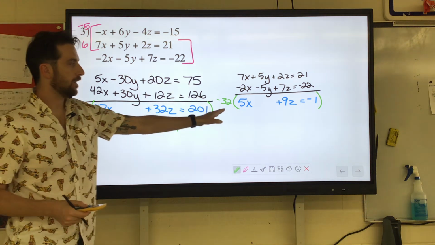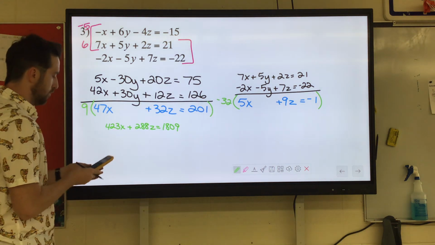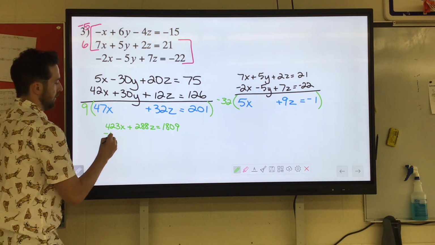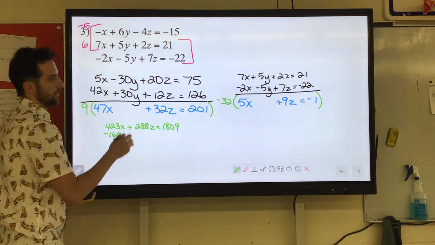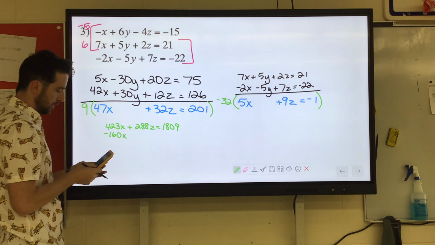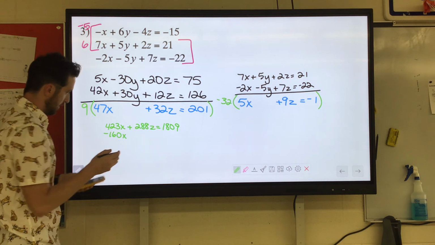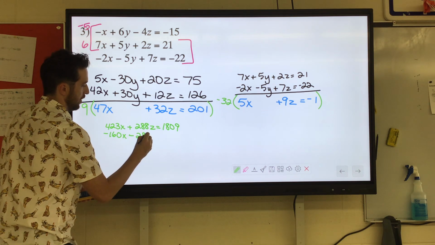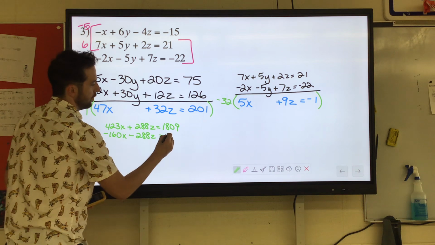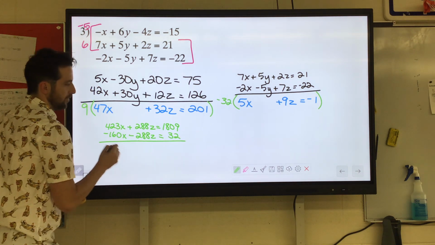We're going to multiply the second equation by negative 32. So negative 32 times 5 is negative 160x. Negative 32 times 9 should be negative 288. Let me double check that though. Okay. And then negative 32 times negative 1 is just positive 32.